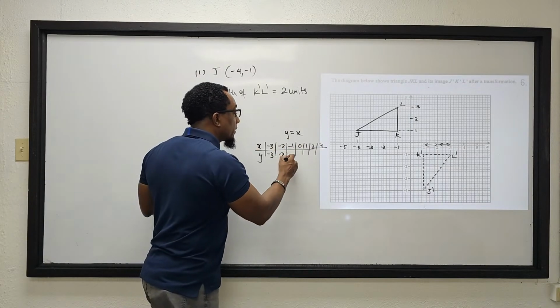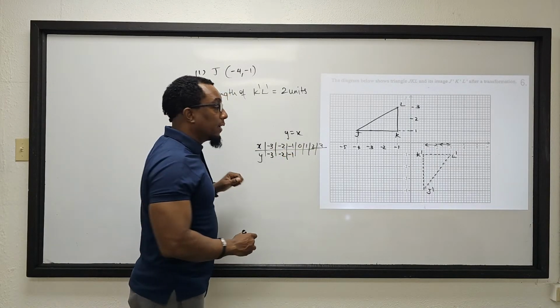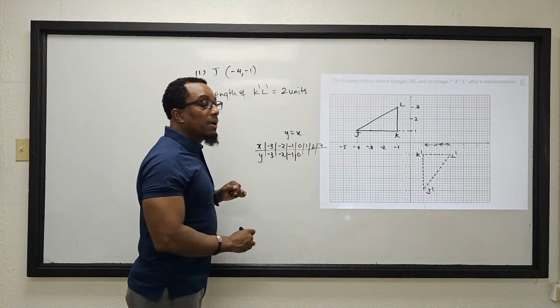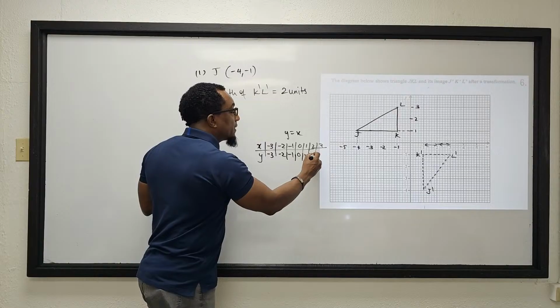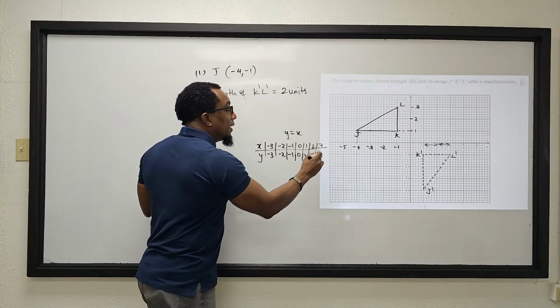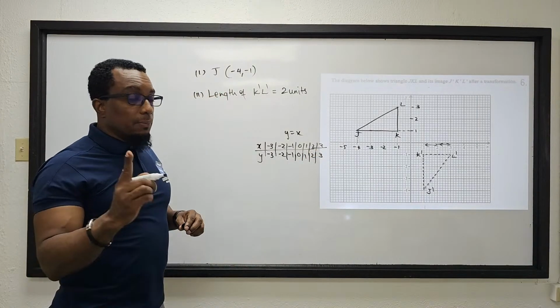If I replace x with negative 1, then y is negative 1. If I replace x with 0, then y is 0. If I replace x with 1, then y is 1. If I replace x with 2, y is 2. If I replace x with 3, y is 3. So look at what's happening here.